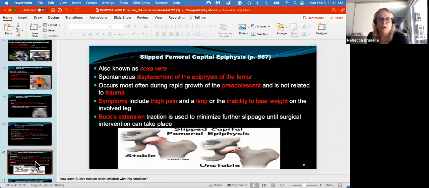So now we're going to talk about a couple of different problems that kids can have that we don't always know why they happen. They're not congenital, they're not caused by an injury, they're not a fracture. So the first one is the slipped femoral capital epiphyses. So this is displacement of the femur head. And it's not necessarily related to trauma. They usually limp, and they have an inability to bear weight. And we talked about this, you can use Buck's traction for this to pull the femur head back in. So this is one of the uses of traction that's not a fracture.